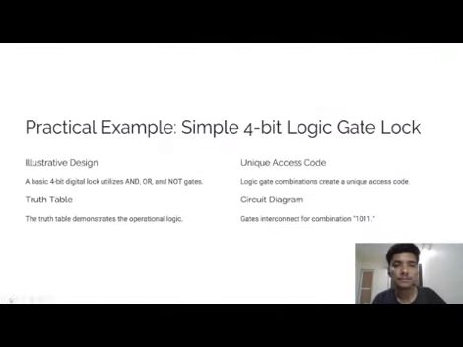So, a practical example: simple 4-bit logic gate locks. Illustrative design, unique access code, circuit diagram, truth table. These are already shown. An illustrative design like a basic digital lock utilizes AND and NOT gates. The logic gate combines with a unique access code to unlock the gate. The truth table demonstrates the operating logic gates, and the circuit diagram shows an incorrect output for a wrong combination.